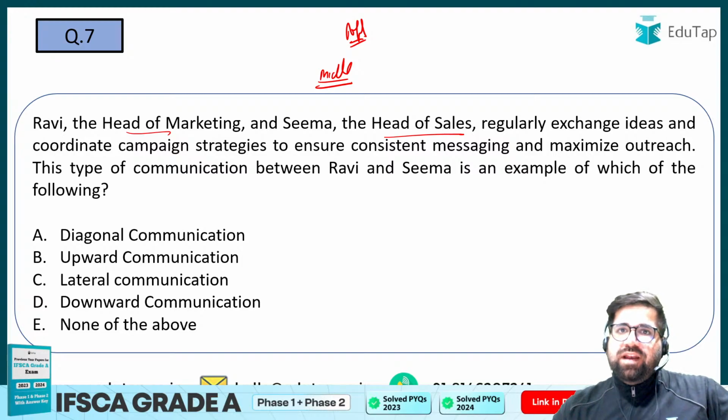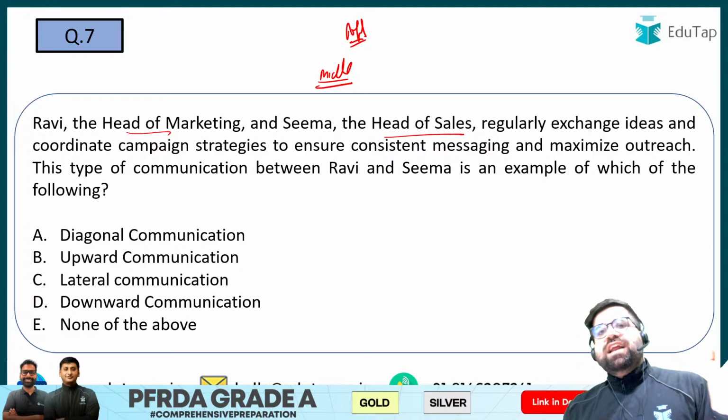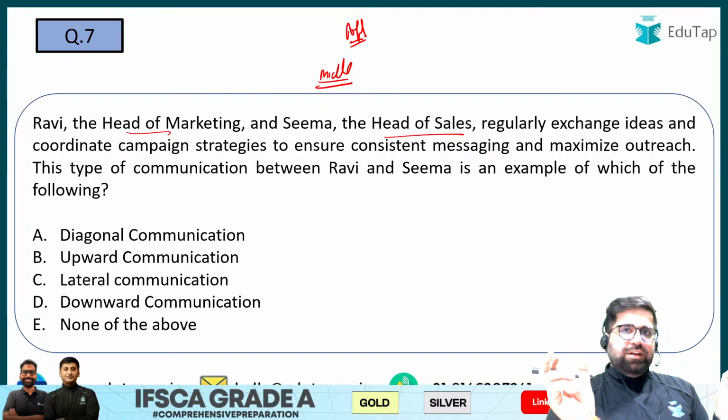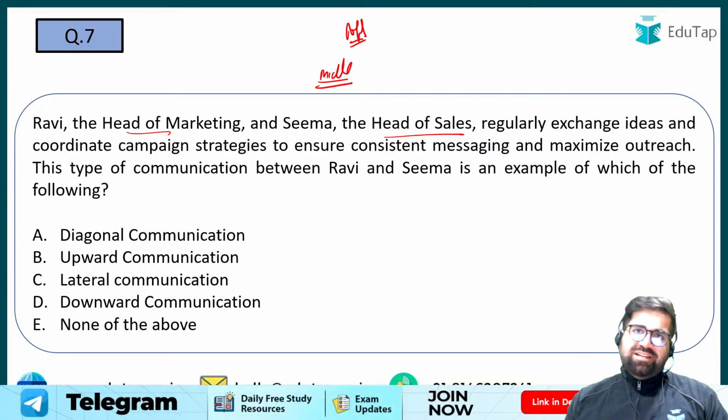These are not my puppets, right? These are the departments in the company, right? So head of marketing and head of sales are two different departments. Okay. Head of marketing is a position in marketing. Head of sales is a position in sales, right?